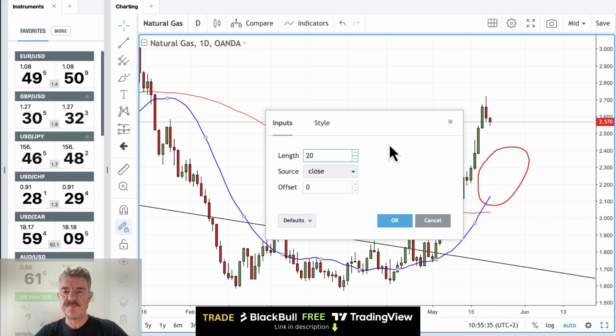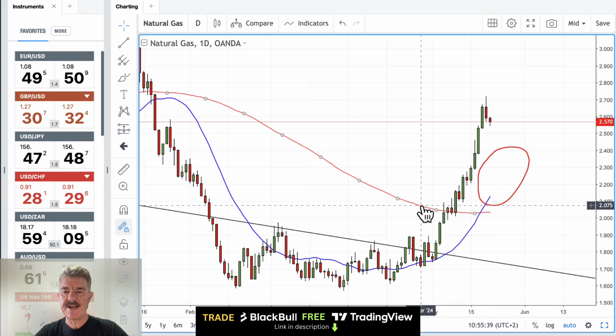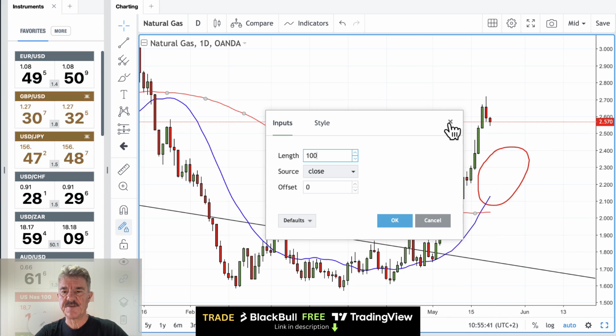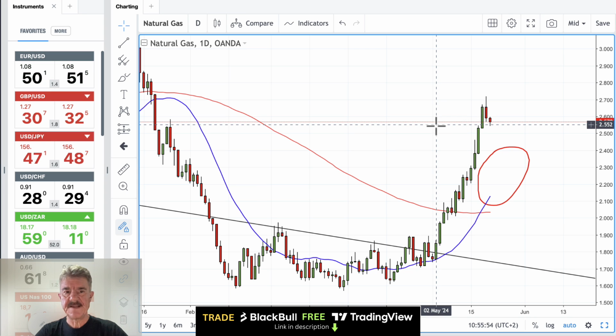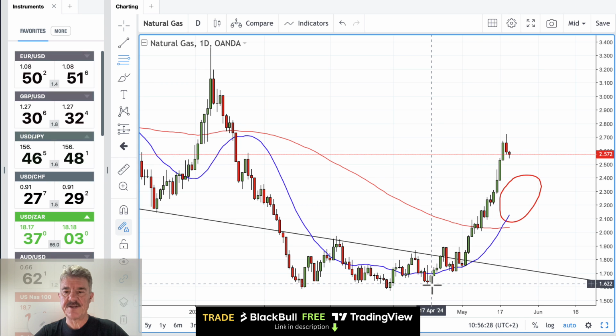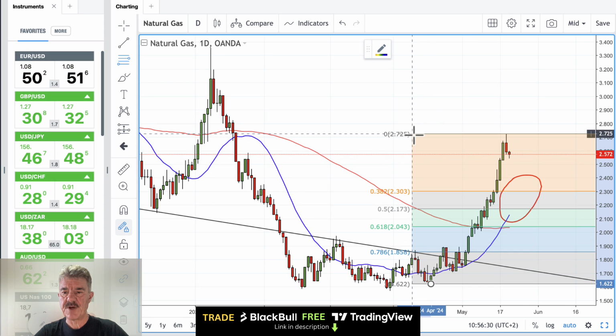This is the 20-period moving average on this day chart. And this red line is the 100-period moving average on the day chart. Now, I would normally put in the 50 and the 200 as well, but I don't actually trade off these charts primarily, so I haven't bothered to do that just yet. What I can do is put a Fibonacci retracement in from the bottom to the top.